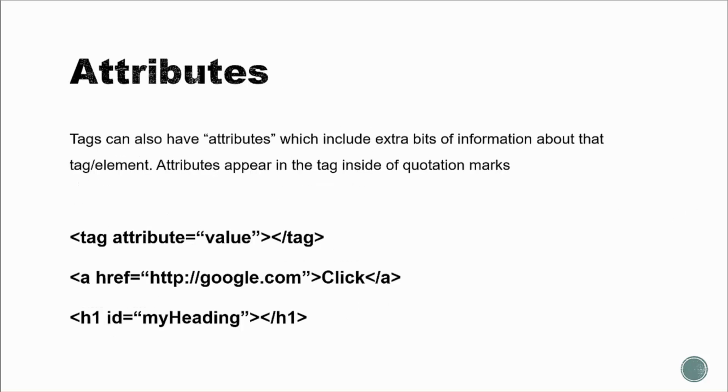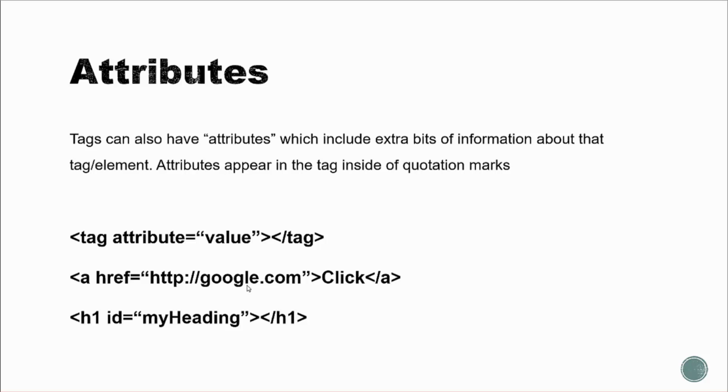So attributes, tags can also have attributes, which include extra bits of information about that tag or element. Attributes appear in the tag inside of quotation marks. So this is the syntax here. You can see we have a tag, and then we're going to have the name of the attribute, and then set that to whatever we want the value to be. So in this example here, we're using an A tag, which represents a link, and we have an attribute called href, and we're setting that to google.com. So that's how we can get the browser to know that this is a link going to google.com.